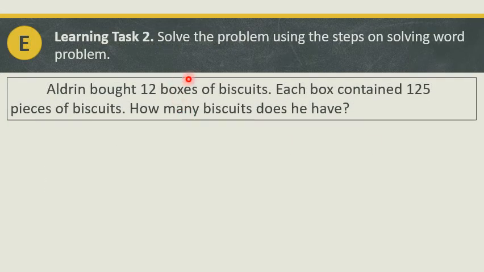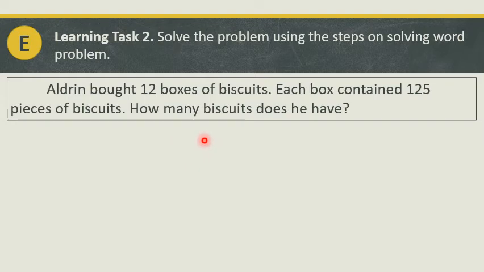For the learning task 2, let us solve the problem using the steps in solving word problems. Aldrin bought 12 boxes of biscuits. Each box contained 125 pieces of biscuits. How many biscuits does he have? Okay, let us try to understand the problem.